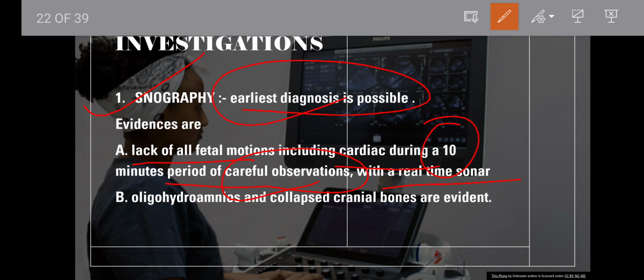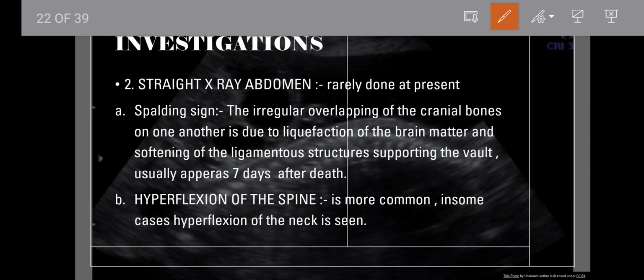Also, sometimes the oligohydramnios and collapsed cranial bones are evident on the ultrasonography. Most commonly, if the fetal heart is not present during a 10-minute period of careful observation, then it is labeled as intrauterine death. Other investigation we can go for is the X-rays.